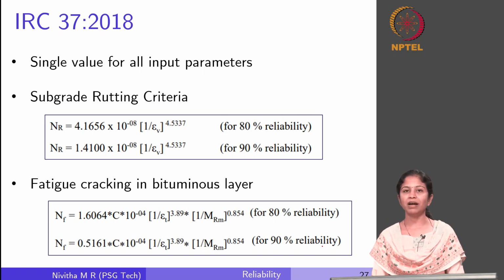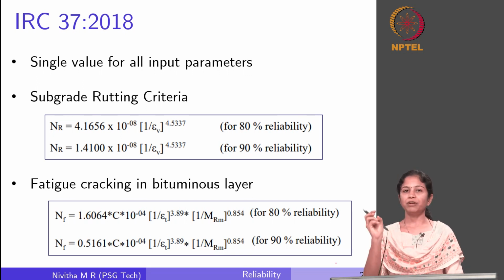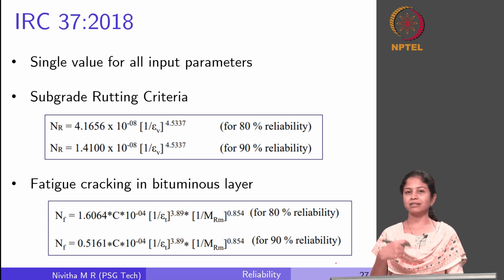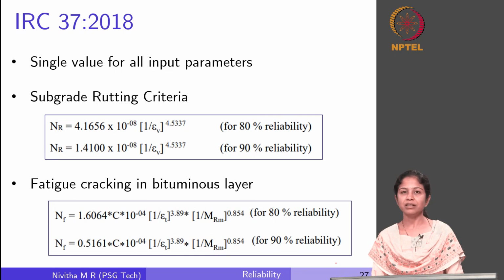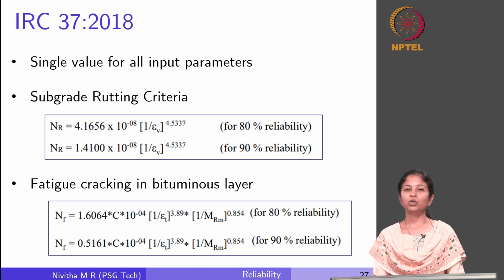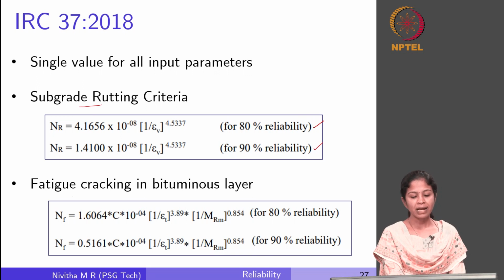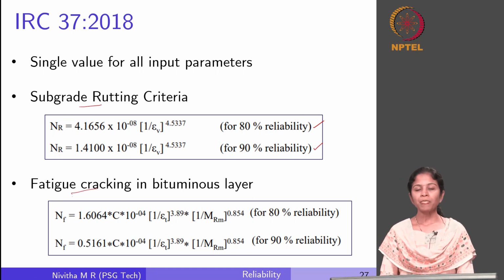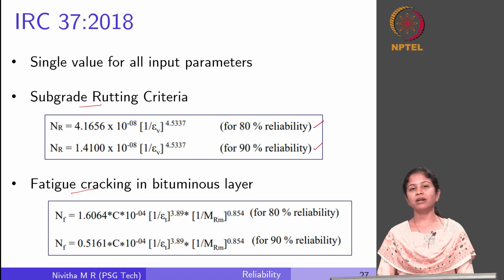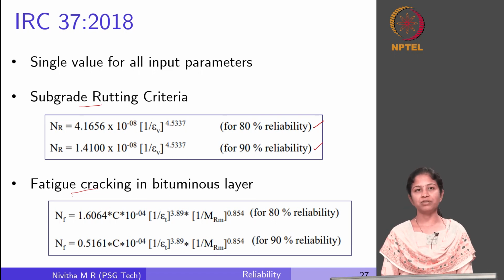So, it is one single value for all input parameters, and even the design procedure is deterministic. We give all the input parameters, we get critical strains corresponding to this combination, and that is used in the distress transfer function, right. In the transfer function you can see that it is specified for two different reliability levels. We have one equation for 80% reliability and another equation for 90% reliability, for both subgrade rutting and fatigue cracking in the bituminous layer. So, this is the only aspect through which reliability is incorporated into the design procedure, right.